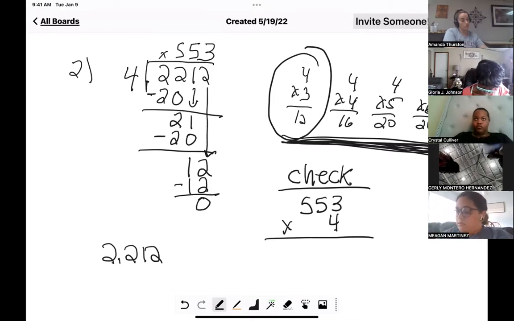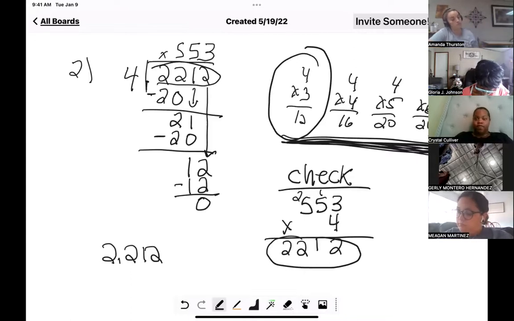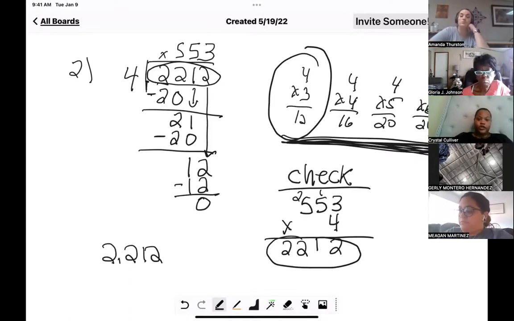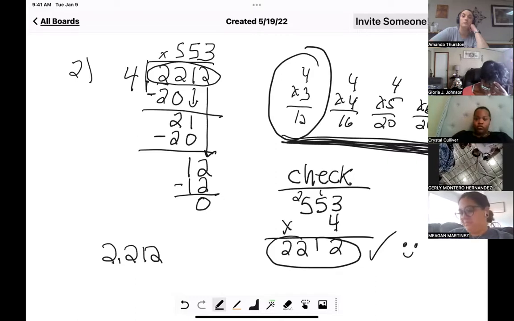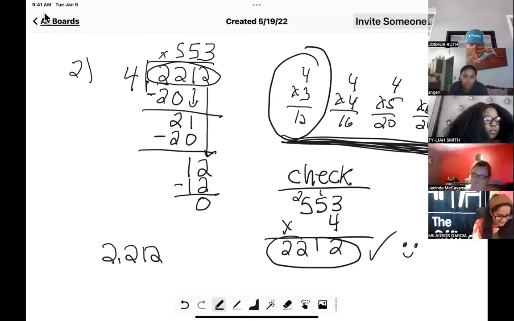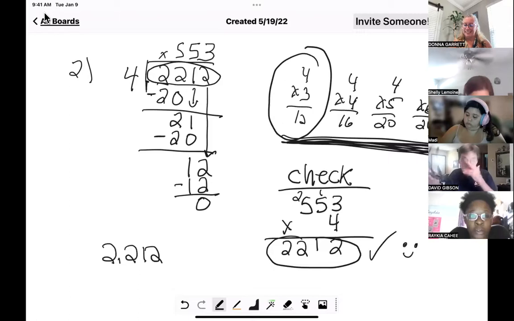So 4 times 3 is 12. 5 times 4 is 20 plus 1, 21. 5 times 4 is 20 plus 2, 22. And look, I came out with what I divided. So I know my answer is good. And I put a little smiley face because I know I got it right. By the way, I love smiley faces, so you might see smiley faces here and there. That means 4 and 553 is a factor of 2,212.